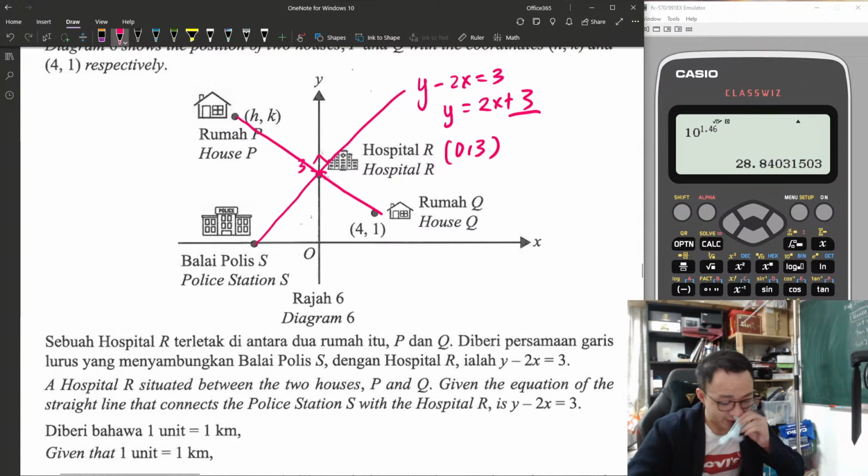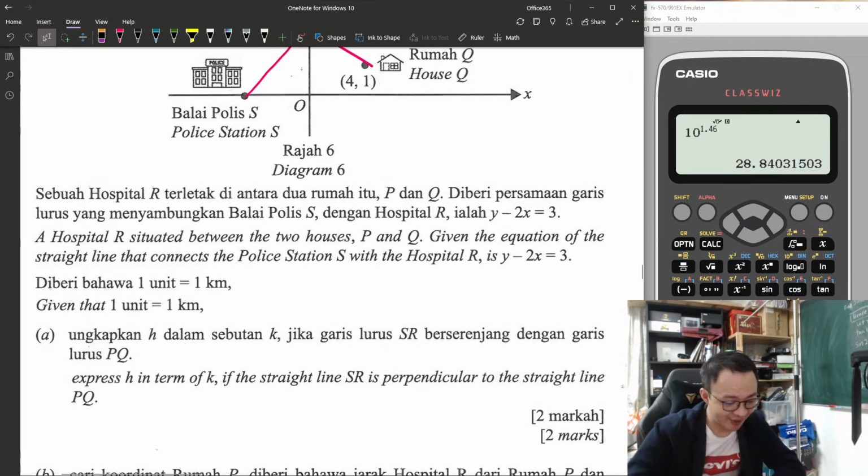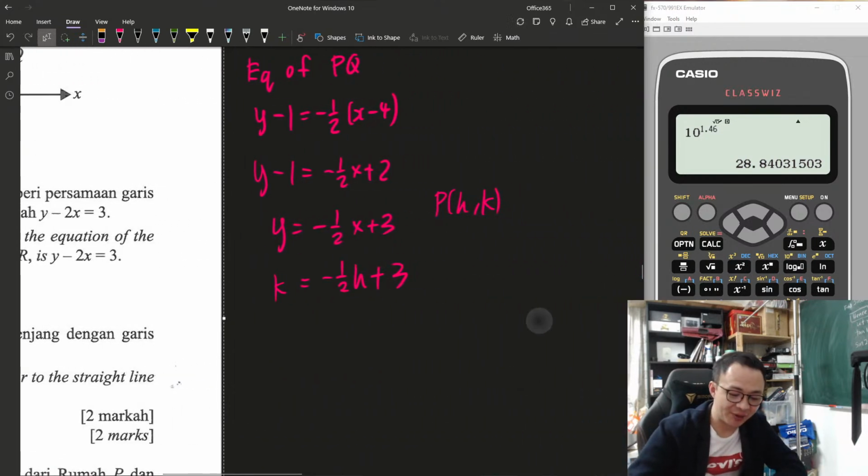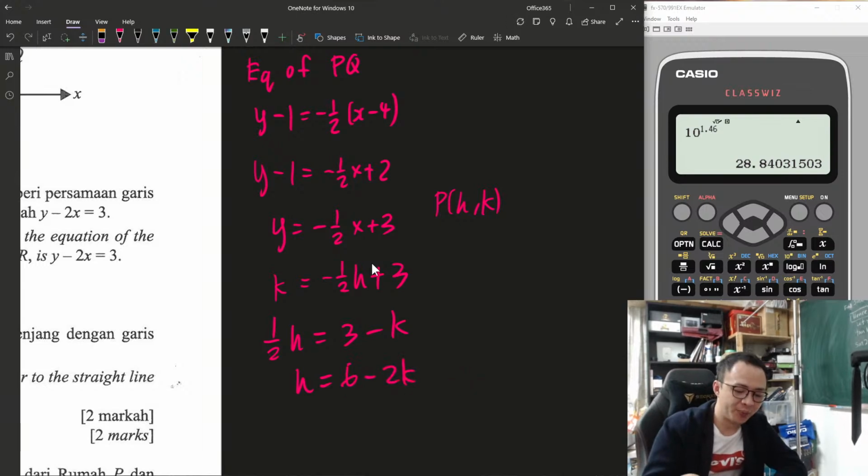So I will just rearrange to make them happy. They want h first, so I'll just rearrange. I will say half h equals 3 minus k. h will be times 2, 6 minus 2k. Done. Or if you prefer, take the 2 outside, you can say 2 times (3 minus k). Also can. Okay, it's the same idea.